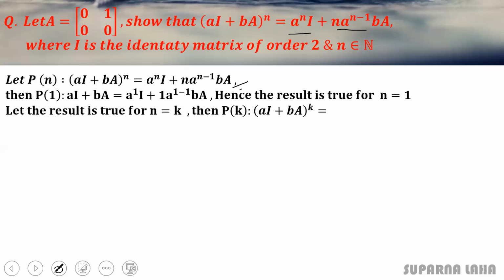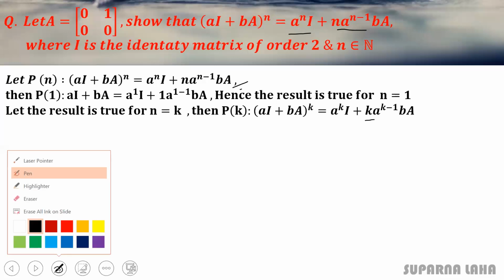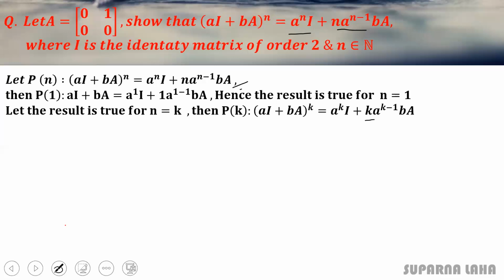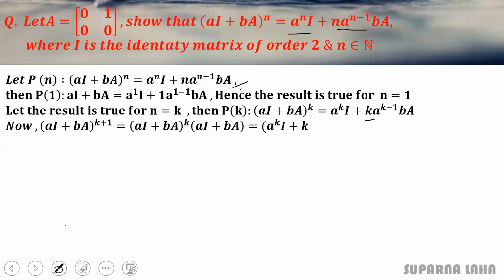Then what is P(k)? (aI plus bA) whole to the power k is given by, just put k in the place of n: a to the power k I plus k a to the power k minus 1 b A. Now what is (aI plus bA) whole to the power k plus 1? It is (aI plus bA) whole to the power k into (aI plus bA).